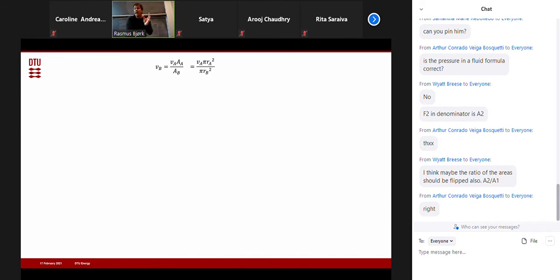So we already know VA. We know that the pi's are going to cancel out. And then we're left with this, r squared, RA squared over 3/4 RA squared.